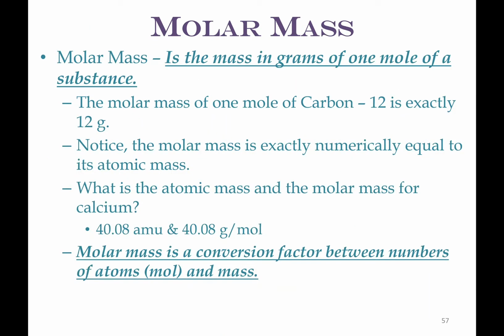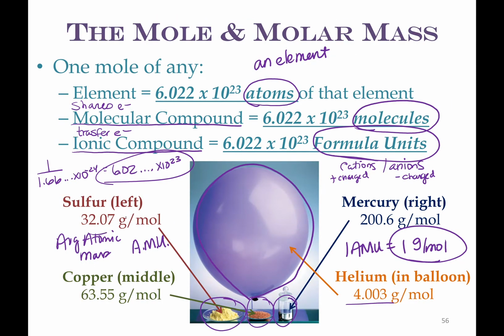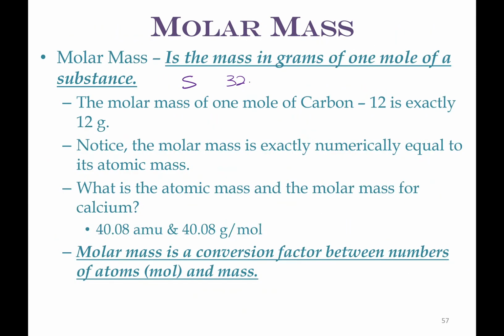And your notes might be a little out of order because I moved these around. I can't remember, so you might just want to look a couple ahead if this isn't in the right spot. But molar mass is the mass in grams of 1 mole of a substance. So if we looked on the other page and we saw sulfur has 32.07 grams of sulfur is equal to 1 mole of sulfur.